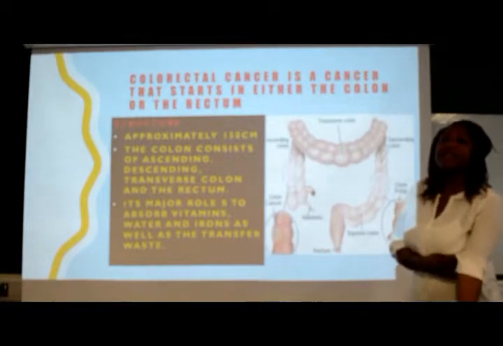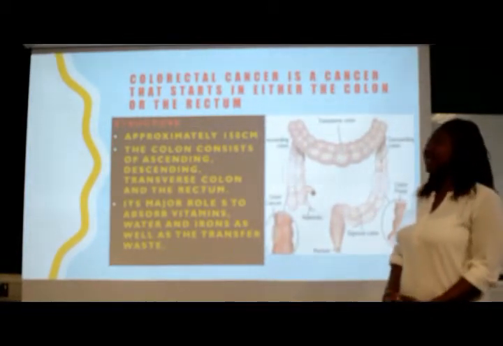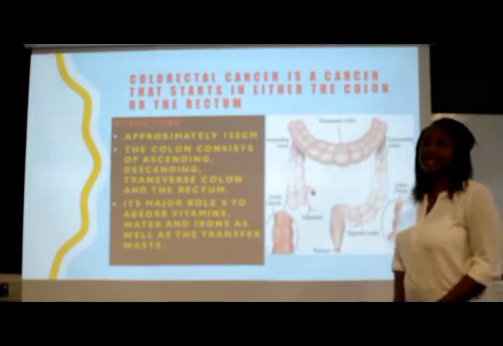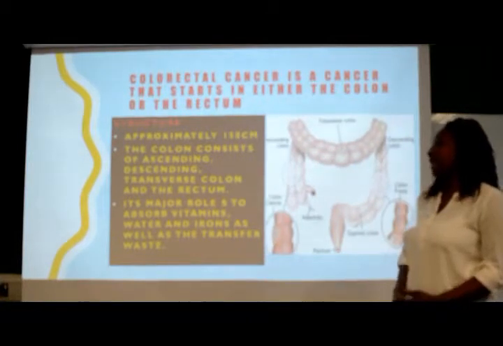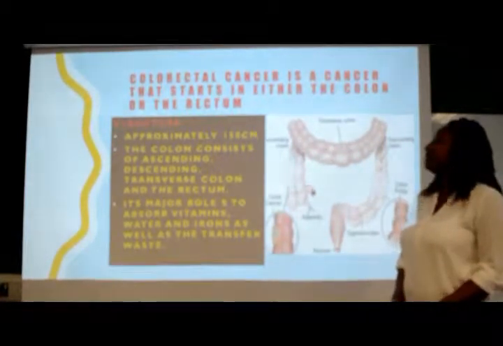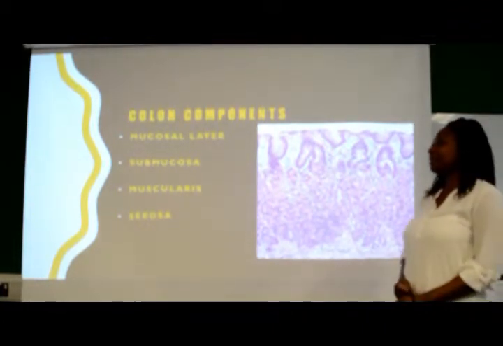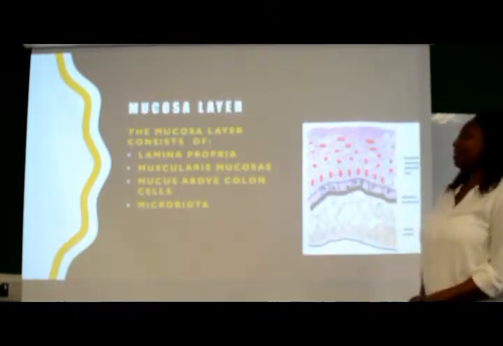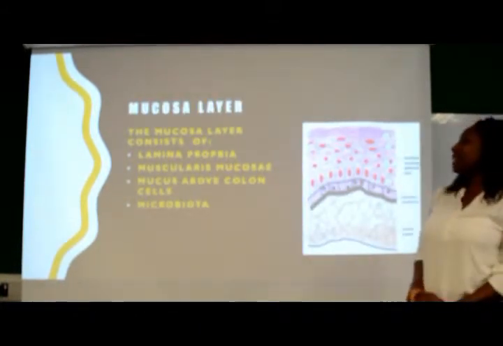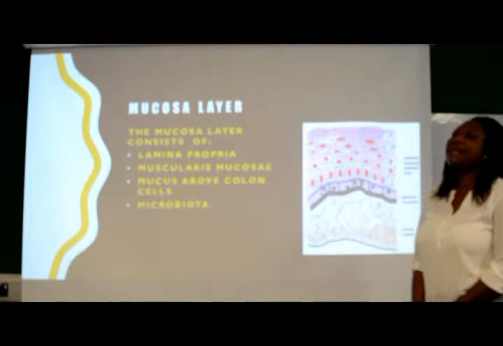It's approximately 150 centimeters long, and it consists of the ascending, descending, transverse colon, and the rectum. Its major role is to absorb vitamins, water and ions, as well as the transfer of waste. Colon components consist of the mucosal layer, submucosa, muscularis, and the serosa. The mucosal layer consists of lamina propria, muscularis mucosae, mucus above colon cells, and microbiota.